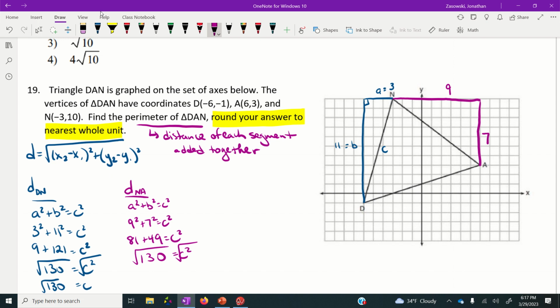And by the way, now we know that if these two distances are the same, that these two sides are actually equal. And this is actually isosceles because the distances are equal. We'll talk about that a little bit in a later unit here.